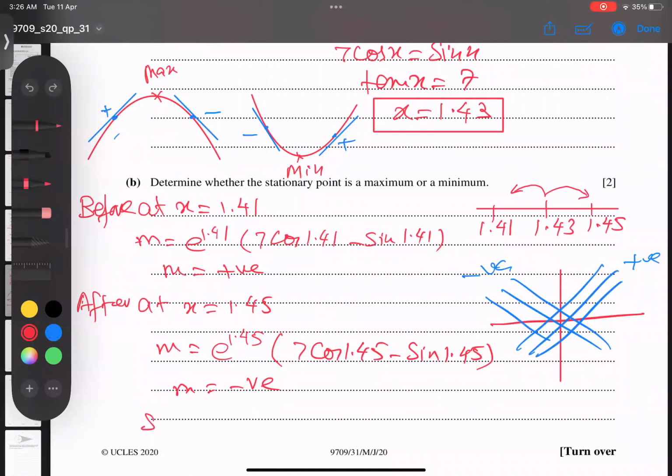So I hope the concept is very clear. Show that the derivative of this is less than 0. It means it is always negative.